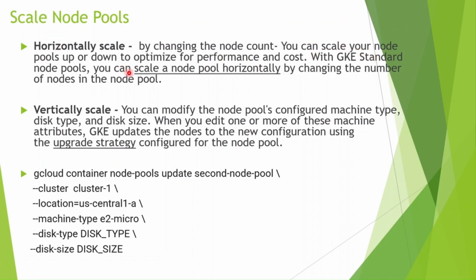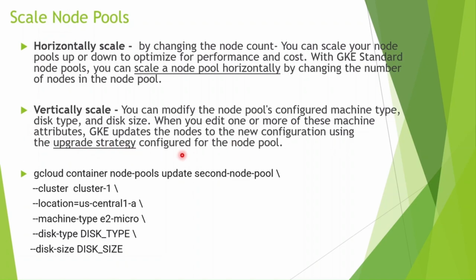So with GKE standard node pools, you can scale a node pool horizontally by changing the number of nodes in the node pool. You can go inside a node pool and set a new number, like now you want 5 nodes, 6 nodes. Later on, you can decrease it also. When traffic is no more there, you can come down to 3, 2. Vertical scaling is an option also available. You can modify the node pool configuration like machine type and disk size. Like you want to change the machine type to E2 medium, or change the disk type or disk size also. When you edit one or more of these machine attributes, GKE updates the nodes to the new configuration using the upgrade strategy configured for the node pool.